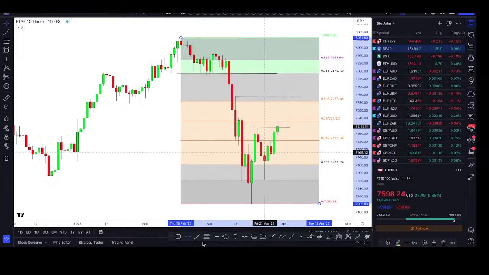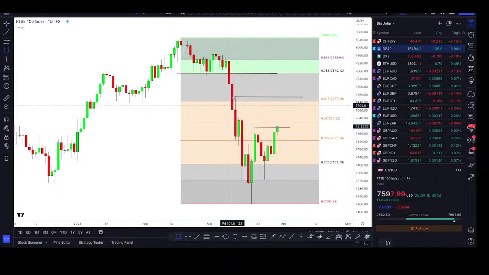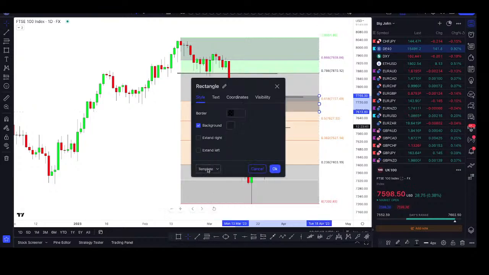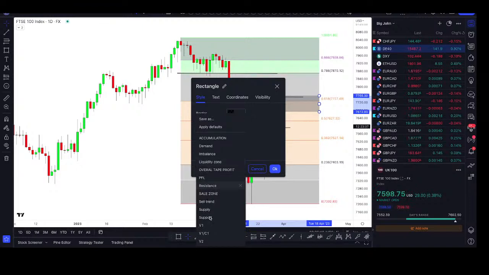I'd be looking to take a sell trade if I was Neo trading it from here, this whole area. So basically the 618, and this is what I would have as a supply zone. I just keep it simple like that. Supply. There we go.